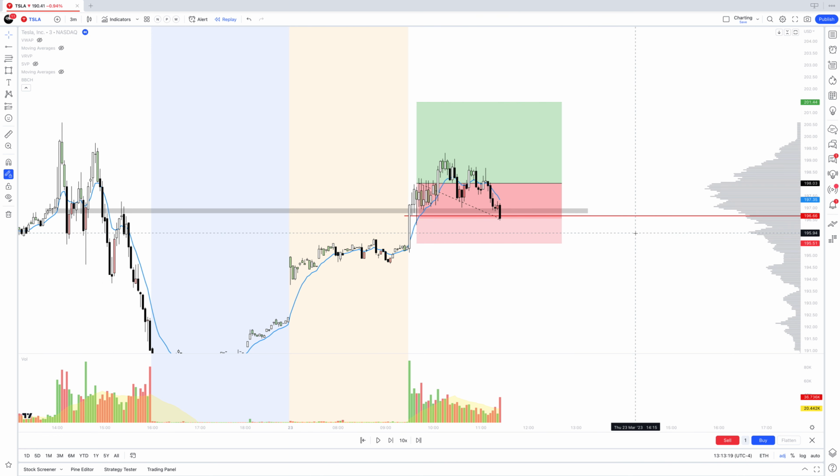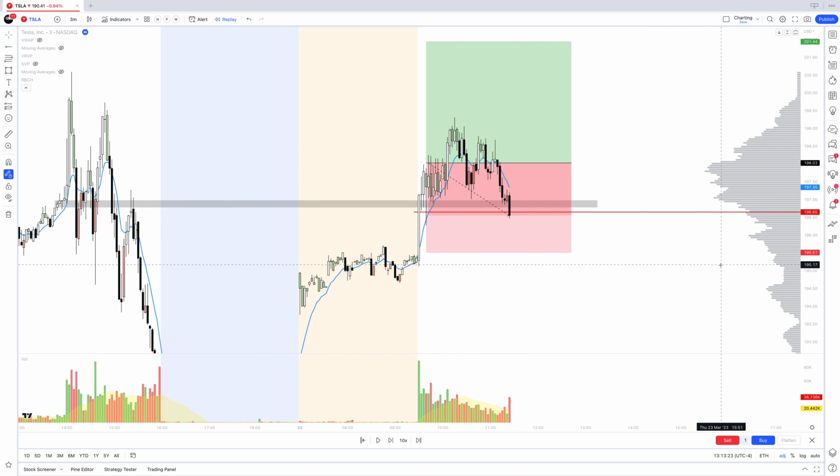Can't lie, stop loss is a little bit tight. I probably should have done it here. But for the sake of the trade, we're going to keep that one as that. So, would have lost on this one. Entry would have been 198, and we would have got stopped out at 196.65. So, I'm going to say it's technically 0.5R.